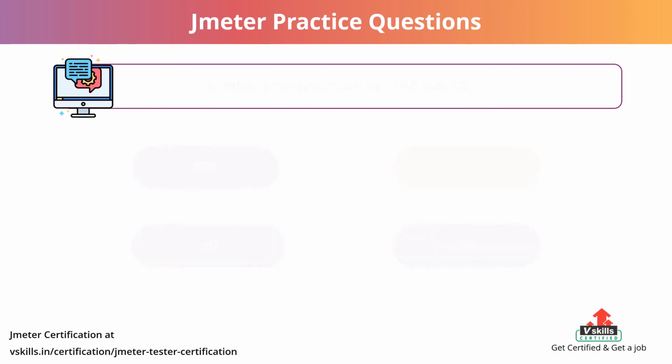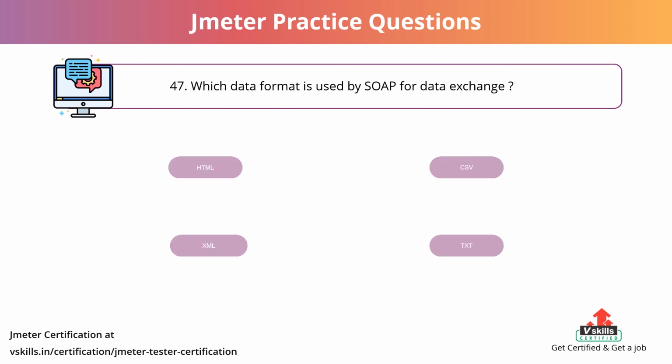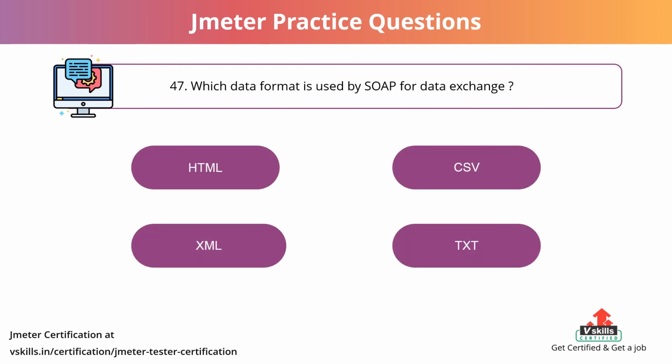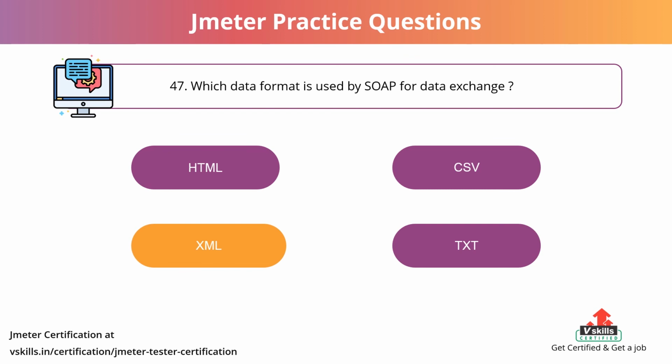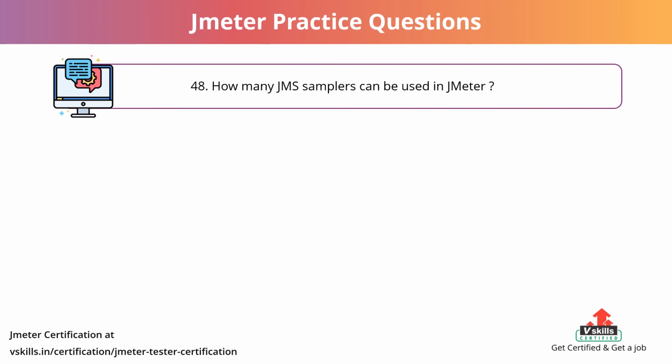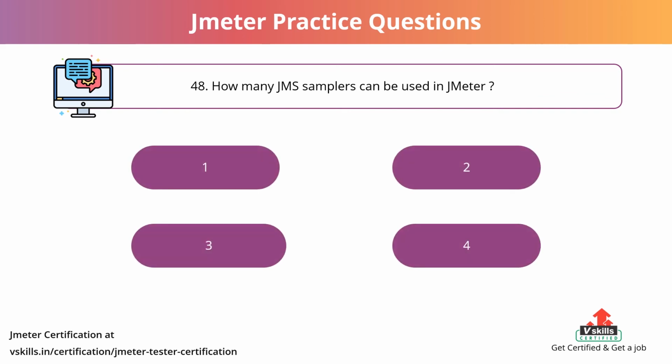Question number 47. Which data format is used by SOAP for data exchange? The options are A, HTML, B, CSV, C, XML, D, TXT. The correct answer is option C. Question number 48. How many JMS samplers can be used in JMeter? The options are A, 1, B, 2, C, 3, D, 4. The correct answer is option B.